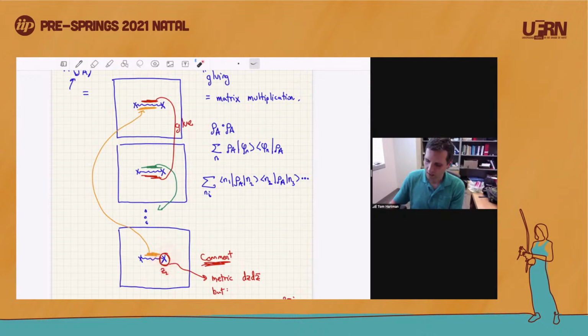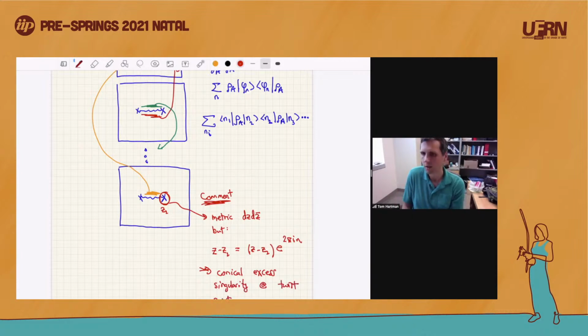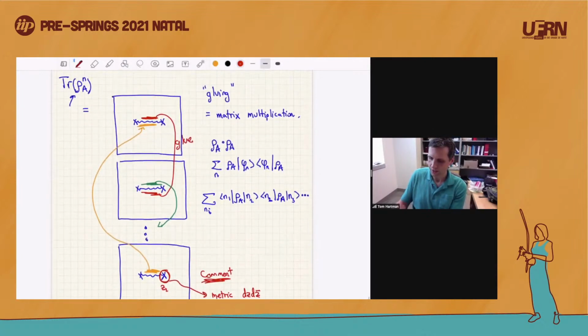What this means is that there's actually a singularity here. There's a conical excess singularity at the branch point or the twist point. Okay, so we're actually not talking here about a smooth manifold. We're talking about doing the path integral on a singular manifold with this conical excess. So this is the path integral that we want to do.